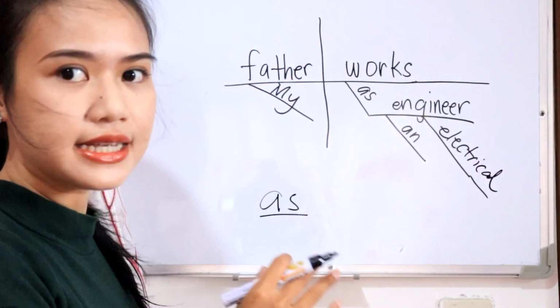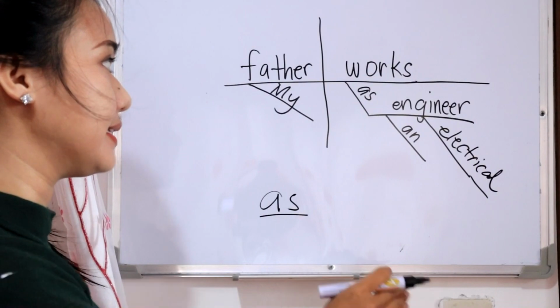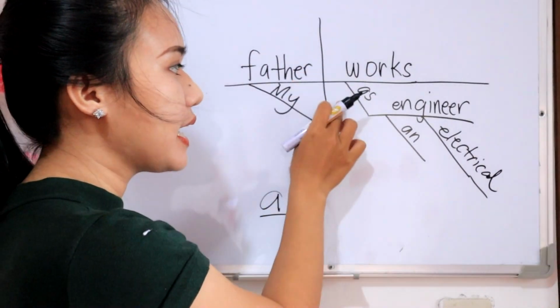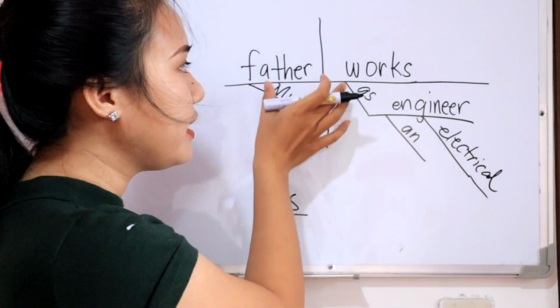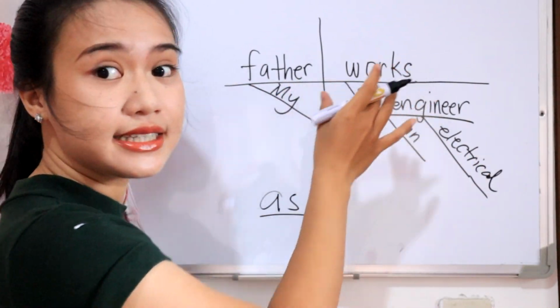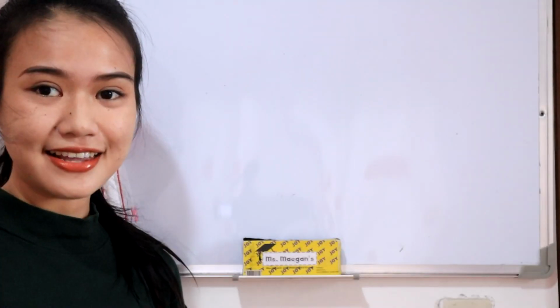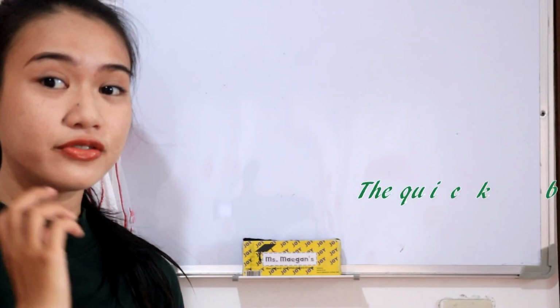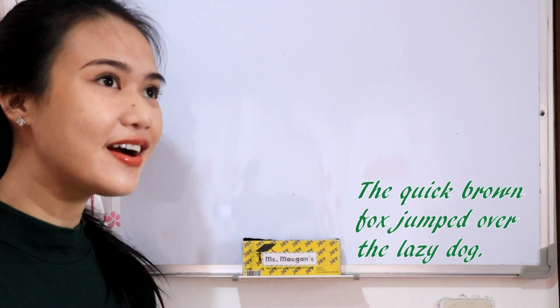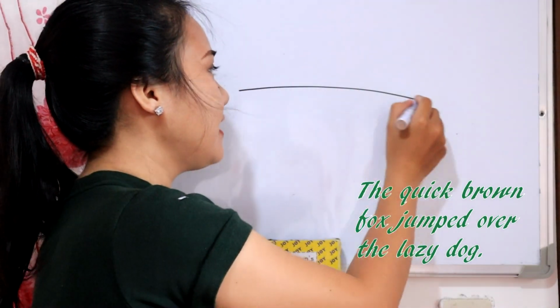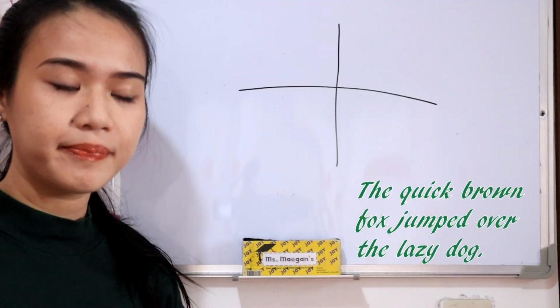Alright, so this is how we diagram that sentence. My father works as an electrical engineer. Okay, the pattern here is subject, intransitive verb. Our second sentence is, the quick brown fox jumped over the lazy dog. How are we going to start? Of course, draw lines. Now let's think about the pattern.